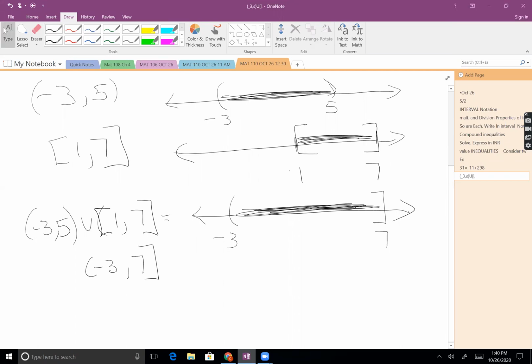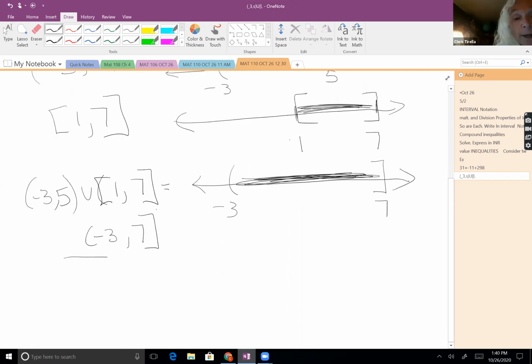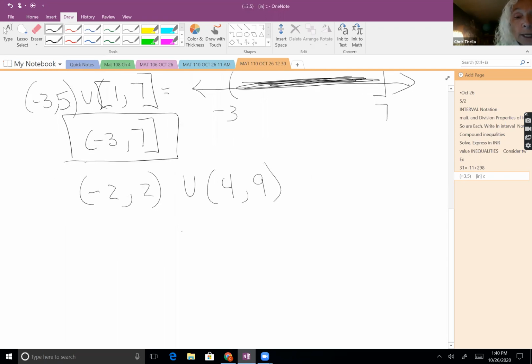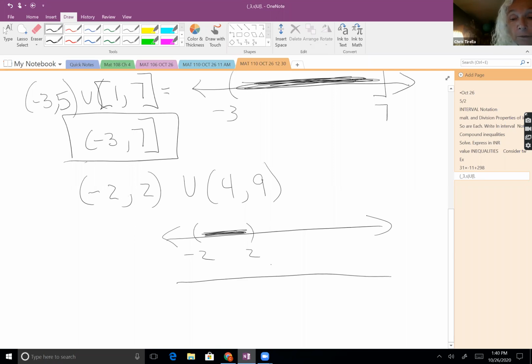Is that how you want the answer? This would be the answer for this one. But if I had another one that said, let's say, -2 to 2 union 4 to 9, and I look at this one, the first one is from -2 to 2, and the second one is from 4 to 9.